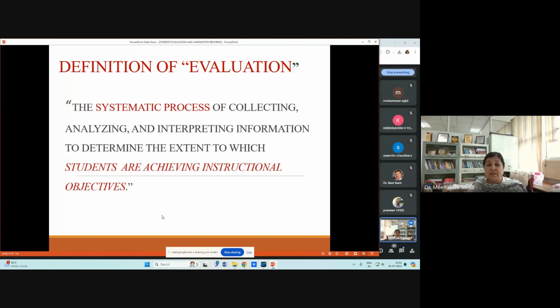So basically evaluation, if I define it, is a systematic process of collecting, analyzing, and interpreting information. If I use the word collecting in it, it means the assessment part is also in this. So, assessment is a sub-part of the evaluation. You collect, analyze, and interpret the information.